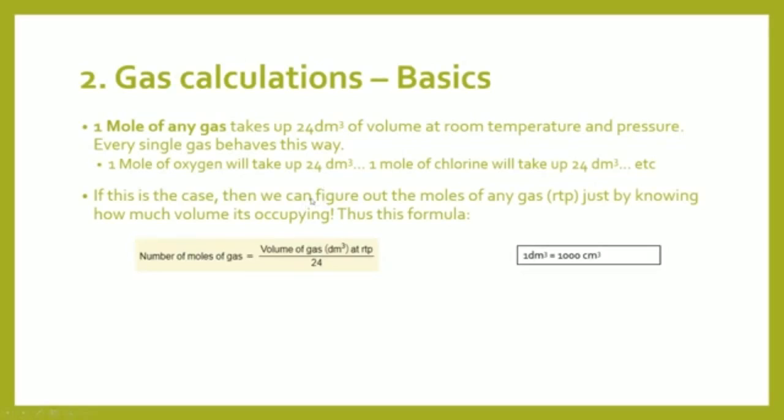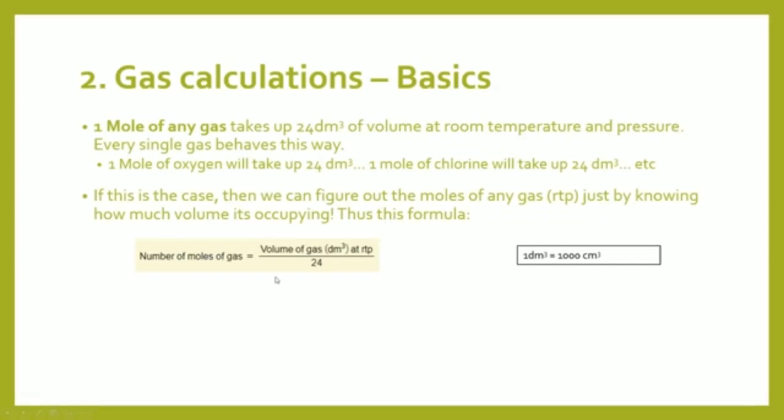So second of all is gas calculations. The basics of gas calculations is there's a really important idea here that 1 mole of any gas will take up 24 decimeters cubed of volume at room temperature and pressure. Every single gas behaves this way, so that means 1 mole of oxygen will take up 24 decimeters cubed, 1 mole of chlorine gas will take up 24 decimeters cubed, 1 mole of that particular gas, that is. So if that was the case, then we can actually figure out the moles of any gas just by knowing how much volume it's occupying and vice versa.